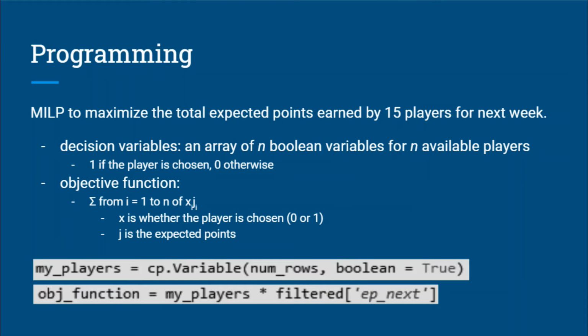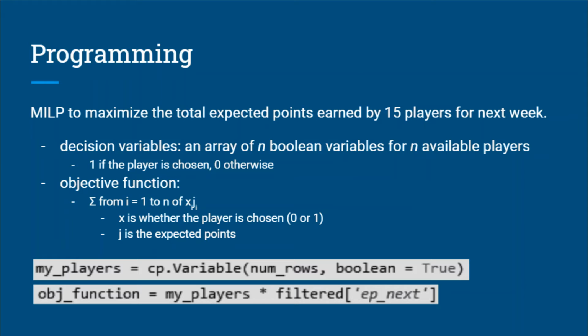We optimized our Premier League results by using mixed integer linear programming to select the 15 players that would give us the highest score. Our decision variable was an array of Boolean variables such that 1 represents the player being chosen and 0 represents the player not being selected. Our objective function, then, was the sum of the expected points for each player on our team. You can see how we formulated our problem in Python.